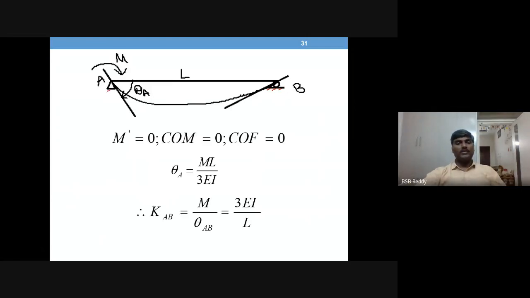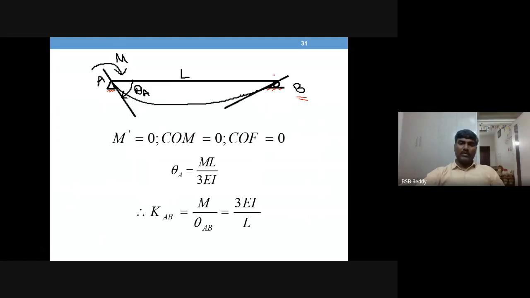As I have a hinge here, in the general notation of a simply supported beam, the roller should be at the other end. If I take this as roller and keep this as hinge, now this is a simple end. End B is now a simple end.